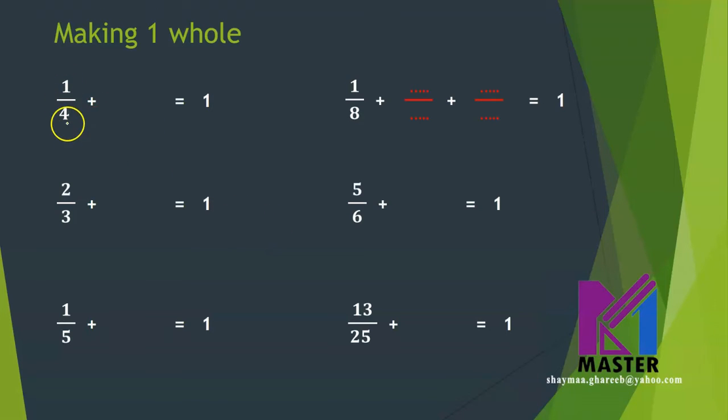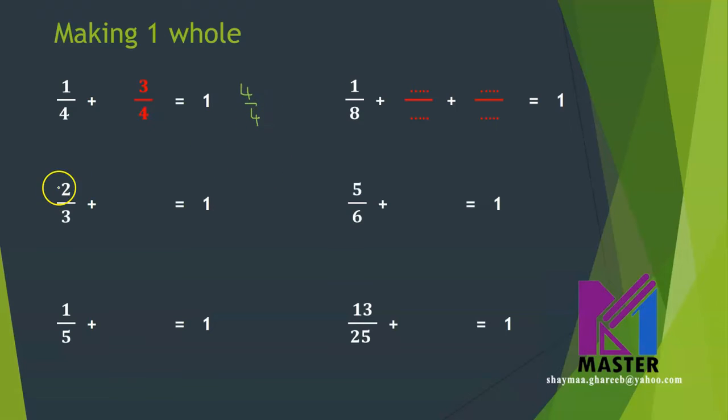Let's start. 1/4 plus what gives 1 whole? It's a very easy one. We said the total of the numerators must equal the total number of parts, which is 4. So 1 plus what gives 4? 3. So the missing number here will be 3/4. Don't just write 3. Okay? We are collecting the quarters. So 1/4 and 3/4 equals 4/4, which is 1 whole.